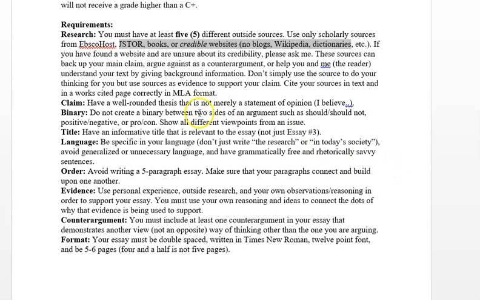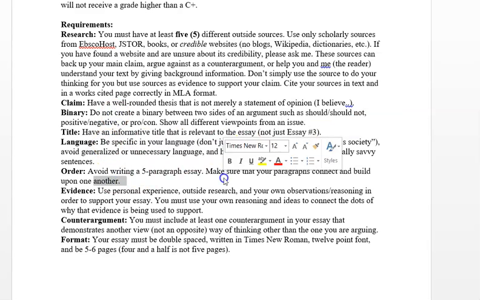Having a claim, no binary, a title, be specific with your language, no 5-paragraph essays.